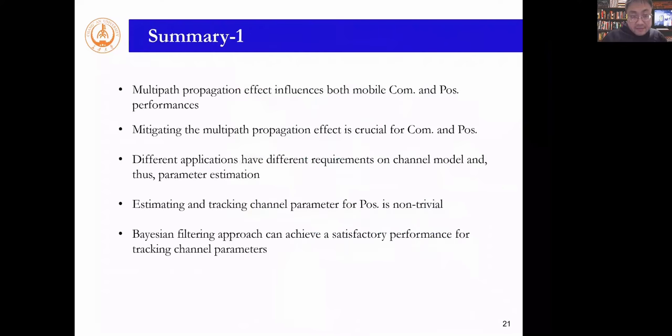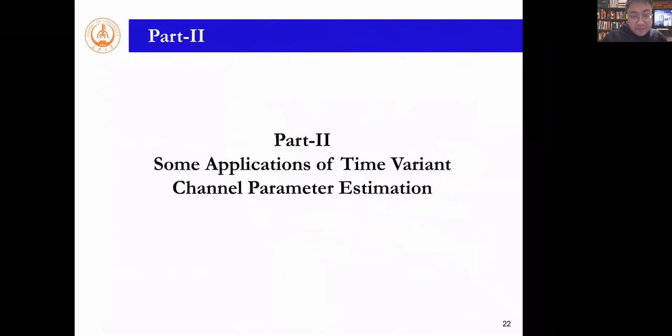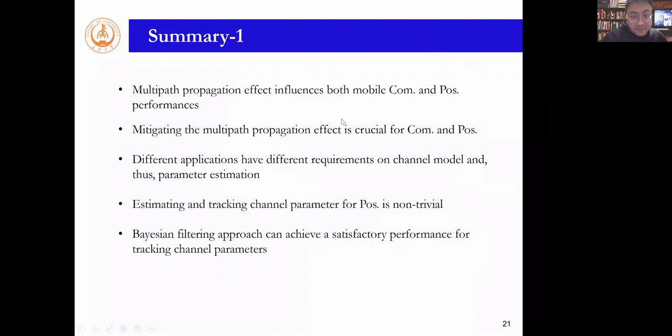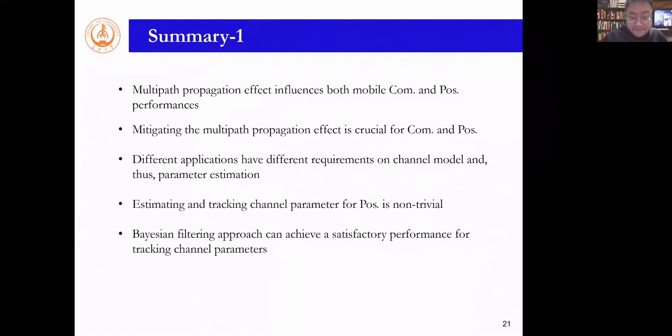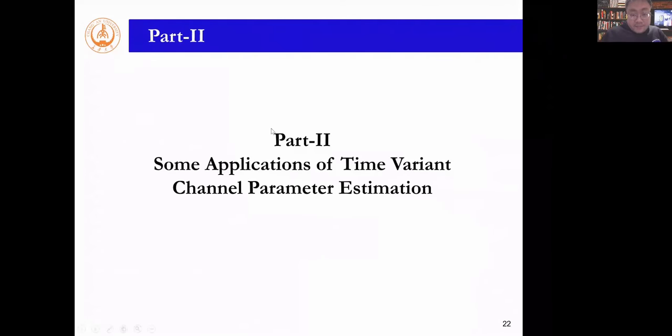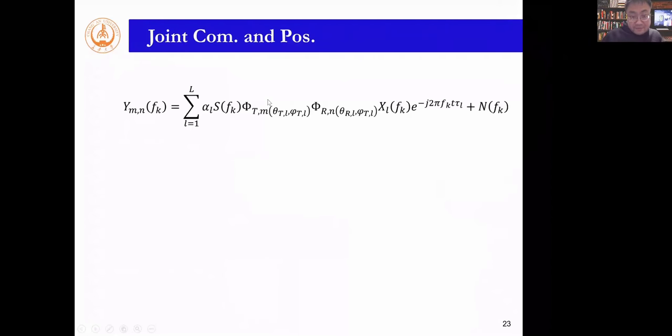All right, this is a summary. This is for part one. So in part one, we talked a little bit about multipath propagation, right? How multipath propagation affects communication and positioning. And we particularly introduced how we can track the channel using this very simple algorithm, combining the SAGE algorithm and the Kalman filter. In part two, I'm going to introduce a little bit about applications of these tracking algorithms. So how can we benefit from this tracking algorithm?